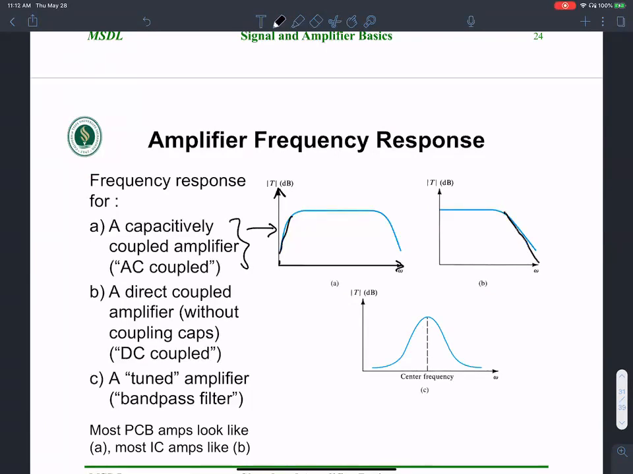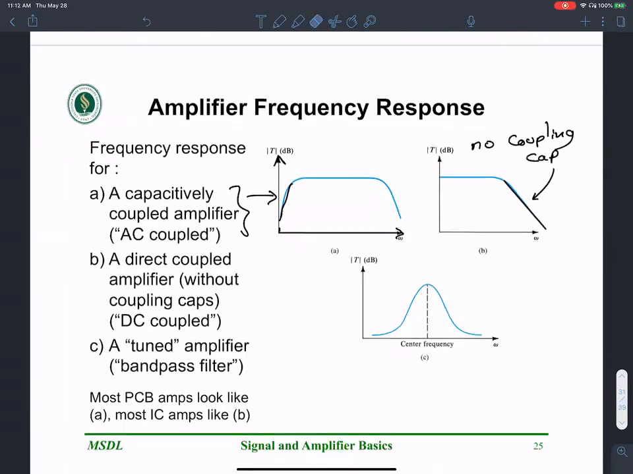The roll-off at this high frequency tells me that there is no AC coupling, there are only parasitics. So this is direct coupled. There is no capacitive coupling here, no coupling cap, because there is no low frequency roll-off. So these are two kinds of amplifier frequency response.